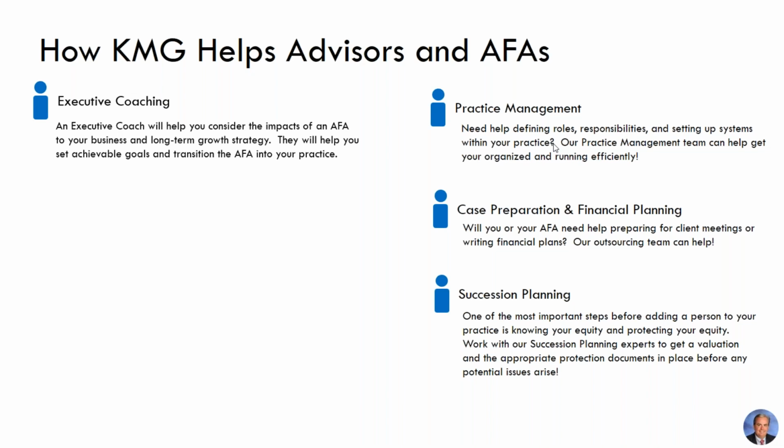You need to replace that paraplanner or the tasks that they're doing. Our case preparation and financial plan production outsourcing allows you to perhaps take the roles your paraplanner had that became an AFA and outsource them instead of hiring someone else, or to offload some of the work that you're currently doing so you can develop your AFA.